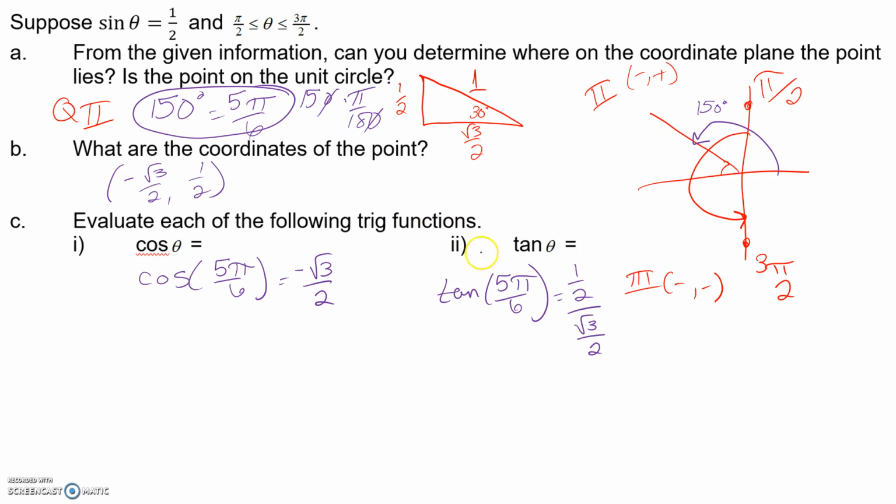of 3 over 2. And so of course we're going to multiply by the reciprocal, so 1/2 times 2 over square root of 3. 2's cancel out, we get 1 over square root of 3. Rationalize the denominator, multiply the top and bottom by square root of 3. So we get square root of 3 over 3 for our tangent.